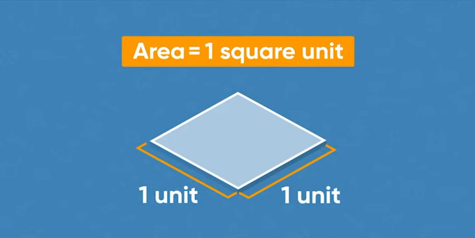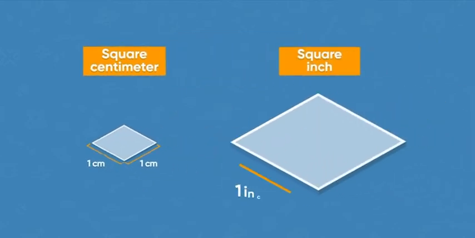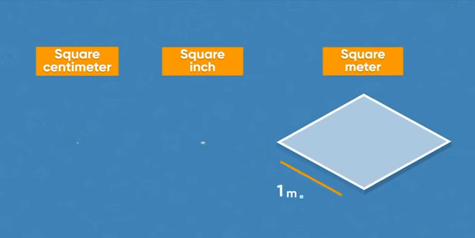We used square units today because it made the concept more understandable. But in real life, we often use measurements, like square centimeters and square inches. 1 square centimeter is 1 centimeter long and 1 centimeter wide. 1 square inch is 1 inch long and 1 inch wide. And 1 square meter is 1 meter long and 1 meter wide. These different size squares help us measure things in real life.